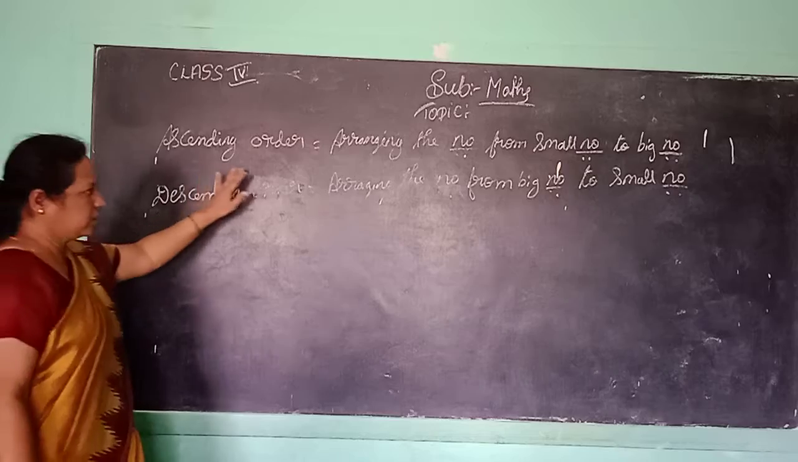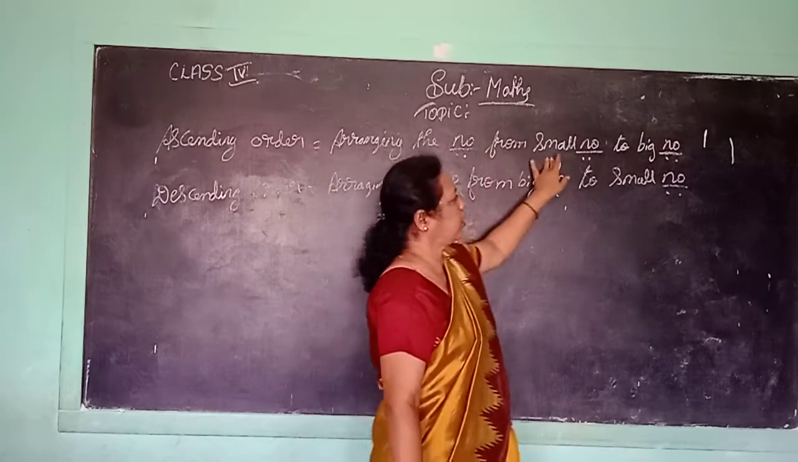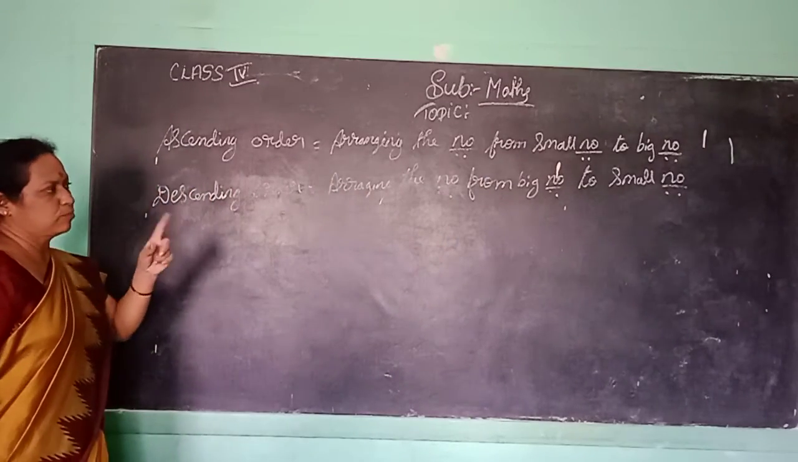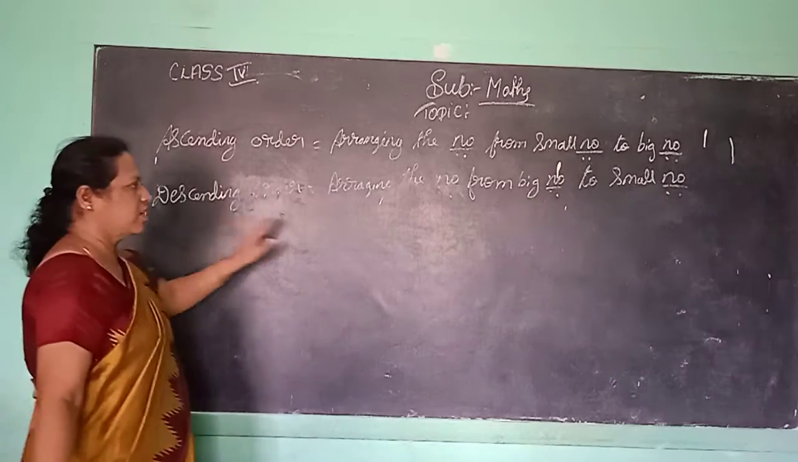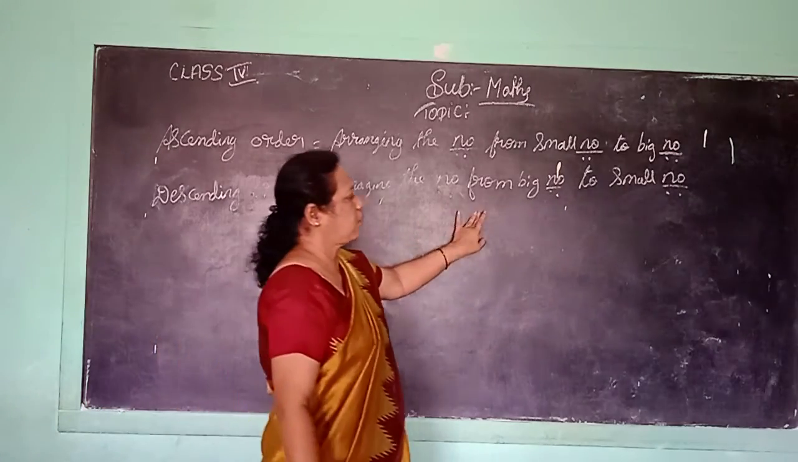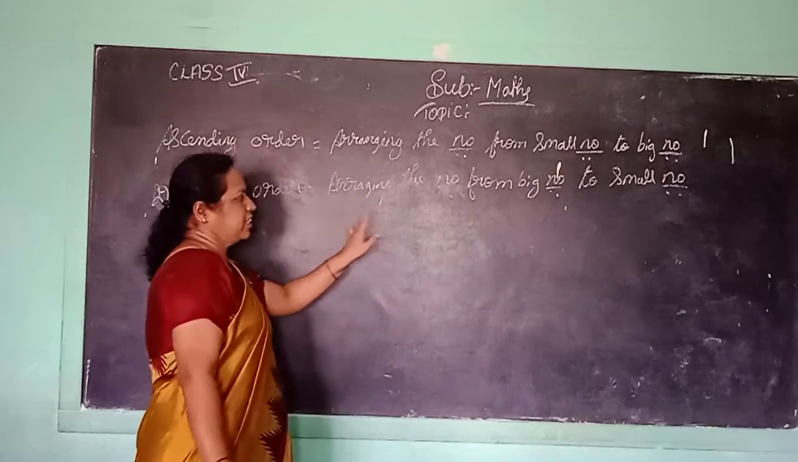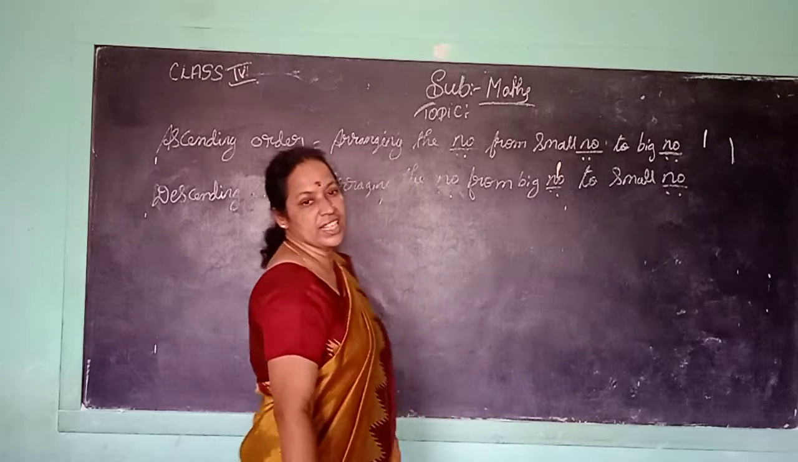So you know ascending order and descending order. Ascending order means what? Arranging the numbers from small number to big number. Descending order means what? Arranging the numbers from big number to small number. Arranging the numbers from big number to small number is called descending.